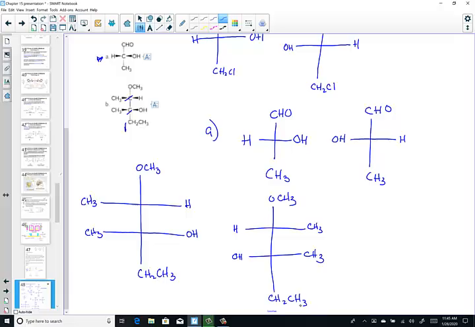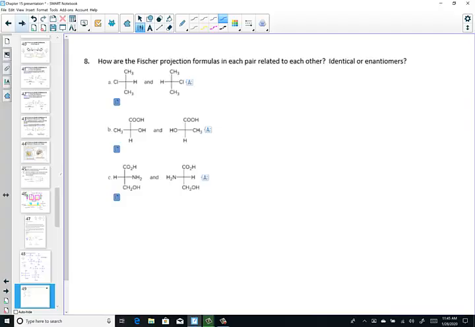We just drew Fischer projections and all of the enantiomers. How are these Fischer projections in each pair related? Are they identical or are they enantiomers? Well, the decision really can come from assigning spin. If you remember, to be chiral, they have to have 4 unique attachments.